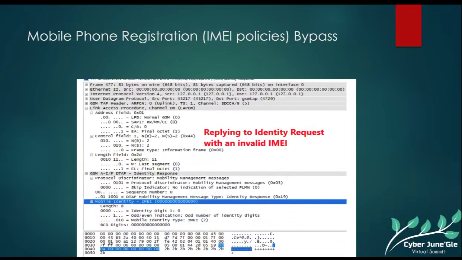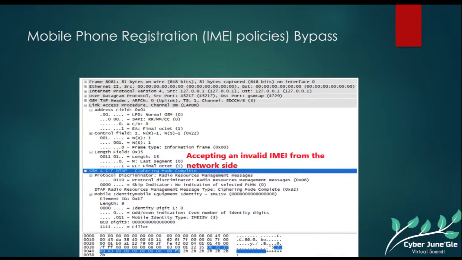In this slide, as you can see, I replied to the request using an invalid IMEI set to all zeros. I think that's cool. And the network accepted my invalid IMEI, because the ciphering procedures completed, as you can see.